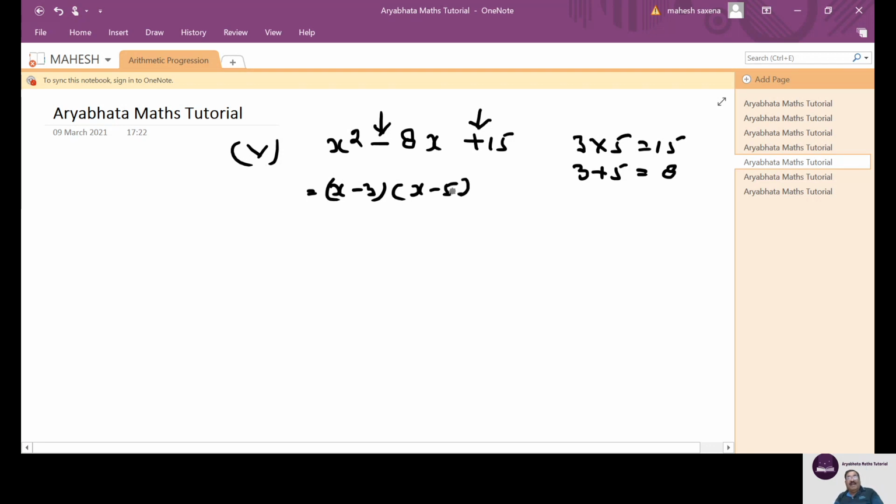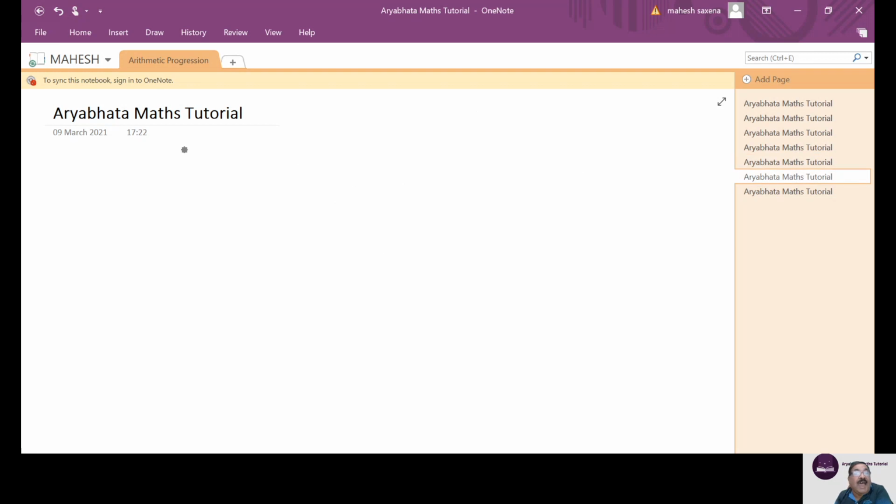So you might have learned the factorization of quadratic polynomials of the x square plus ax plus b type, where the constant is positive. Now I am giving the second type of quadratic polynomial. Suppose it is x square minus 2x minus 8. Here this constant term is negative.